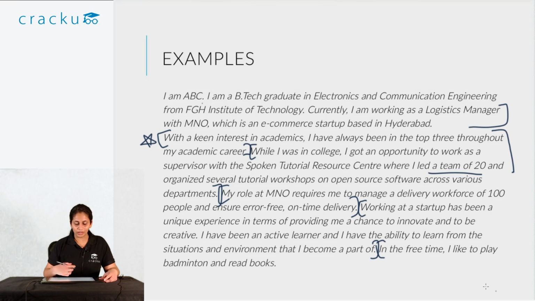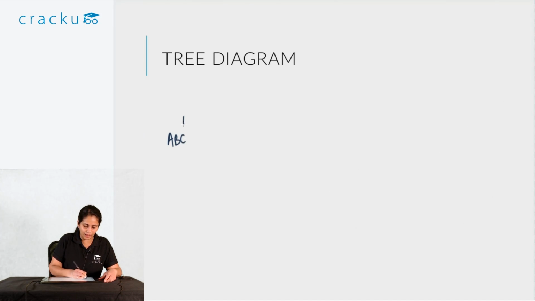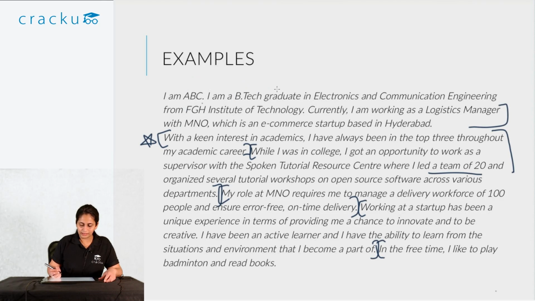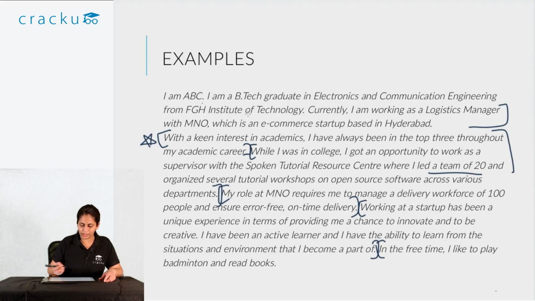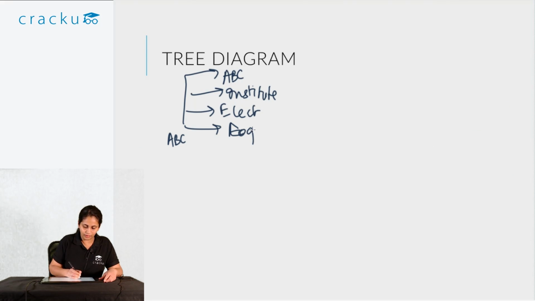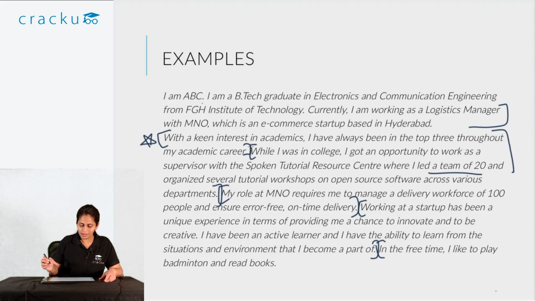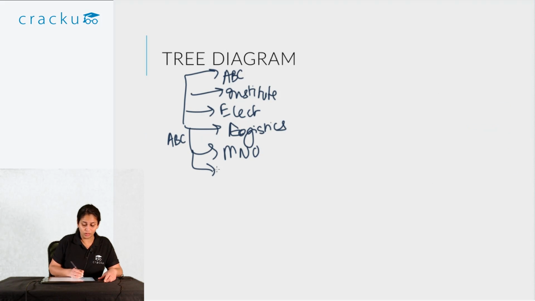Now again, similarly, let's draw a tree diagram for this guy. So for this guy, again we start with ABC, his name is one of the hooks, so is his institute. Then EC is a hook, that is electrical engineering is a hook, then his institute I've already mentioned, logistics is a hook, the name of his company is a hook, and e-commerce startup he has put. So he has to think about e-commerce.